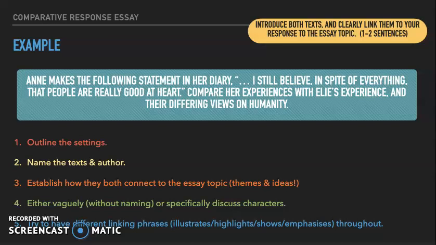So these are 5 things you need to do when you are introducing both texts. You need to outline the setting. You need to name the text and the author. You need to establish how they both connect to the essay topic. Either vaguely or specifically discuss the characters. Now that's not a big thing, and I'll show you what I mean soon. You need to try to have different linking phrases. Do not use the same words over and over again, okay?